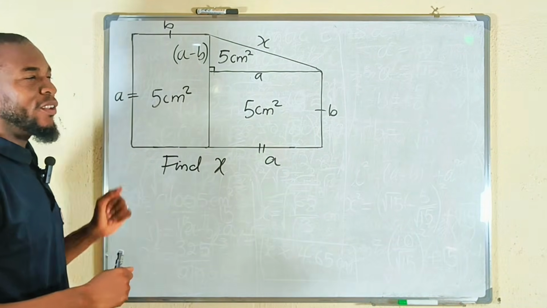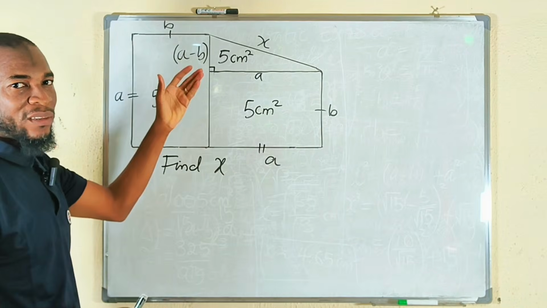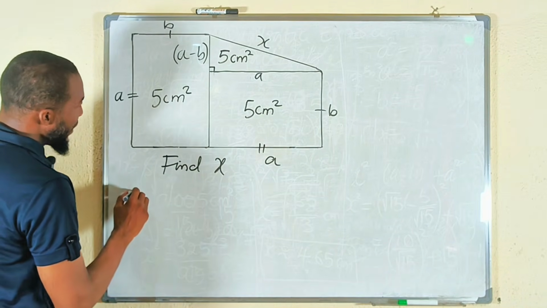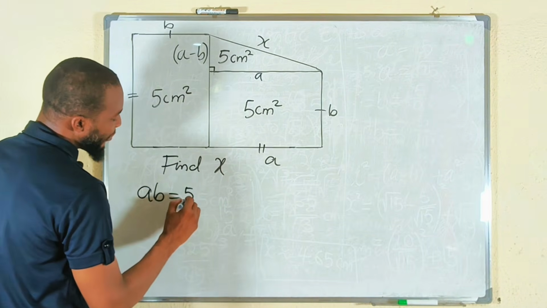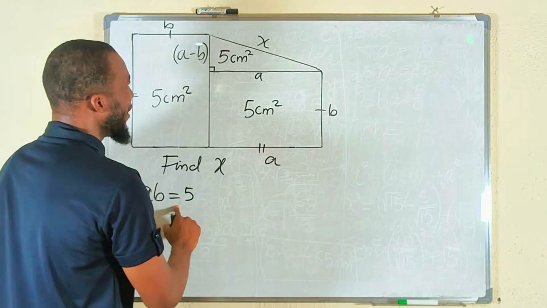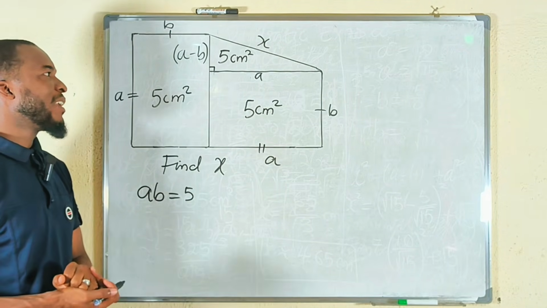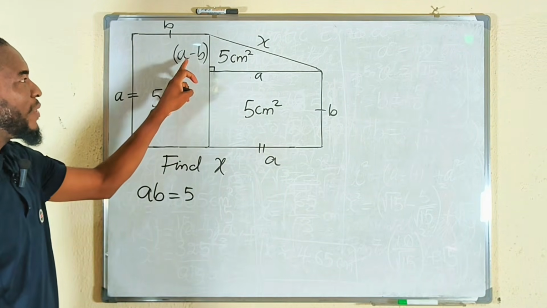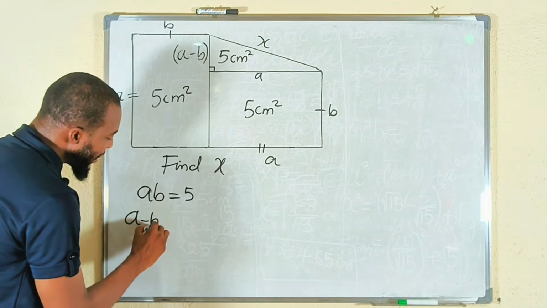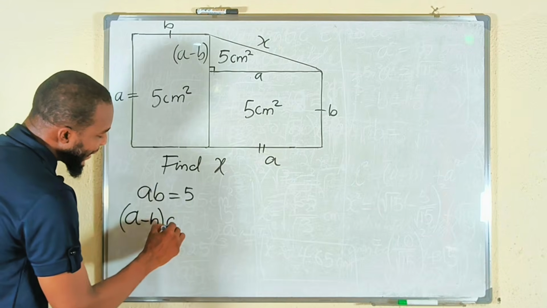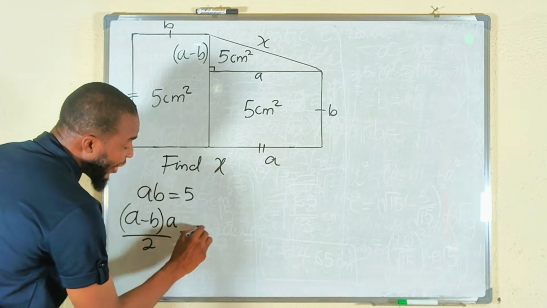Next, let's pay attention to one of the rectangles. The area of this rectangle must be A times B, length times width, right? So the area A multiplied by B must be equal to 5. Please keep this one for me here. Next, let's pay attention to the right triangle. What is the area? The area will be this times this divided by 2, right? So if you take A minus B, you multiply by A, then you divide by 2. This must be equal to 5 as well.